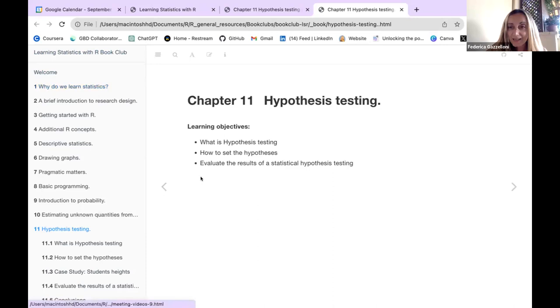Okay, welcome. This is the hypothesis testing chapter, chapter 11 of our Interesting Learning Statistics with R course. In this chapter we are going to talk about what hypothesis testing is, how to set the hypotheses, and how to evaluate them, so evaluate the results of a specific hypothesis.